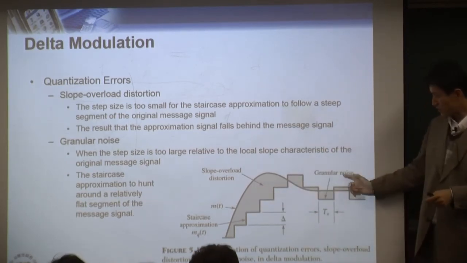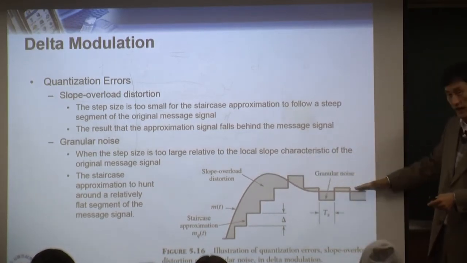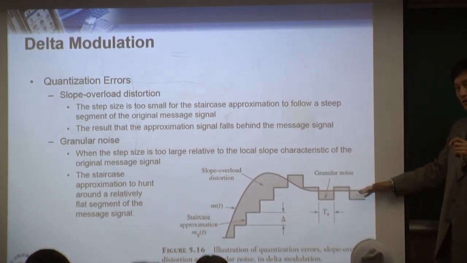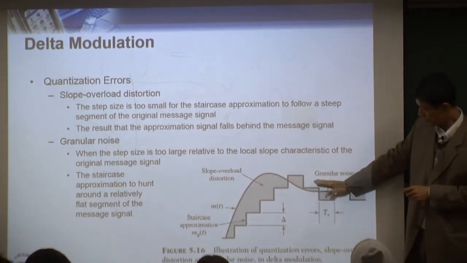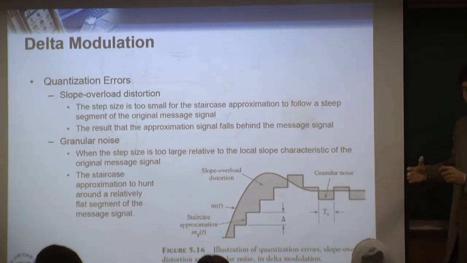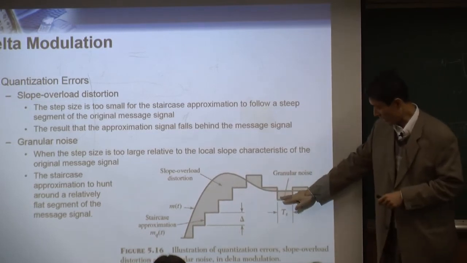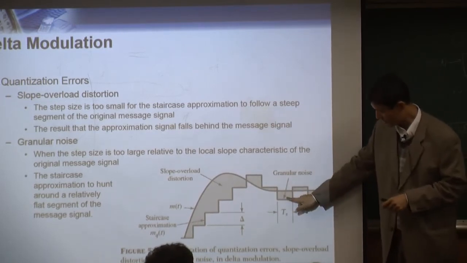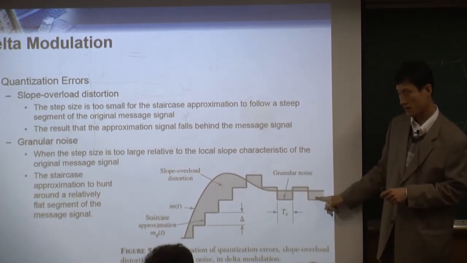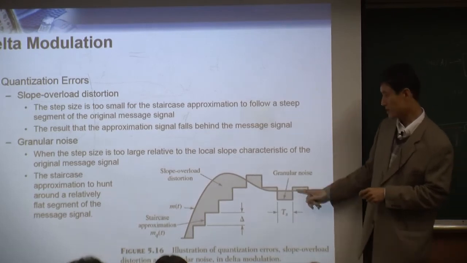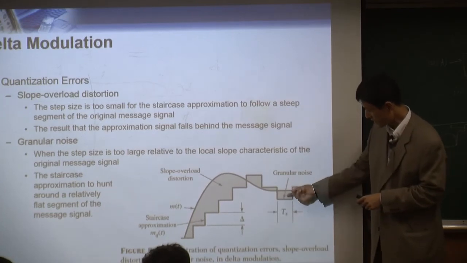The second error is the granular noise. When the original signal is almost flat, in DM modulation there is no flat. You need to go up or down. So what happens is you go up, down, up, down, up, down. That's what you do, especially for a flat signal. So every time you go up, you have a little bit of noise here. That's an error component, and this error is because of your step size. If your step size is small, then this error is much reduced.